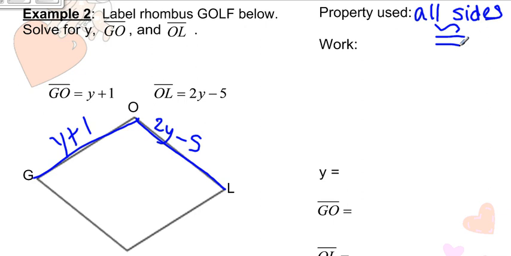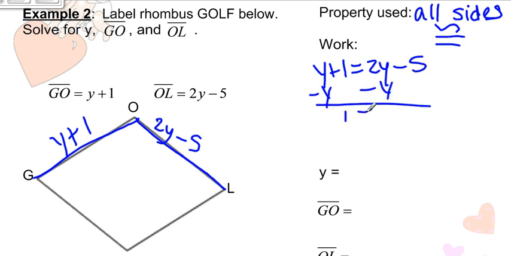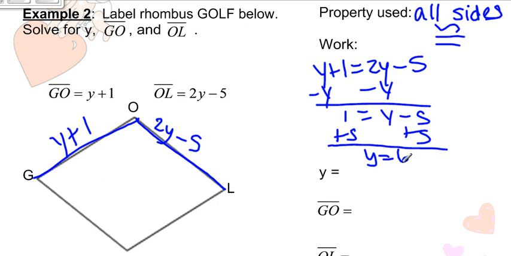And remember, all we can really do with sides is set them equal. So even if you can't remember the properties, if you're given two sides, all you can do with them is set them equal to each other. So y plus 1 equals 2y minus 5. Subtract y from both sides. 1 equals y minus 5, and then add 5 to both sides. So we get y equals 6.